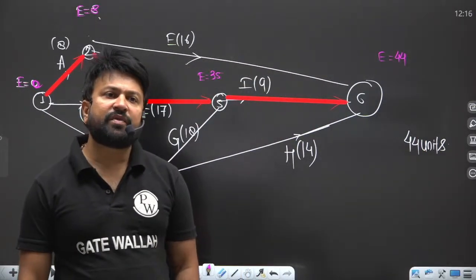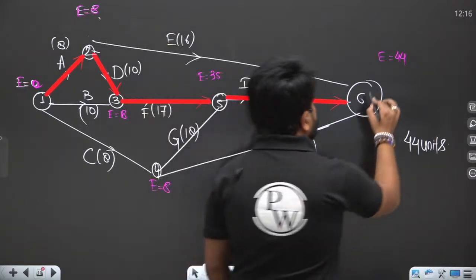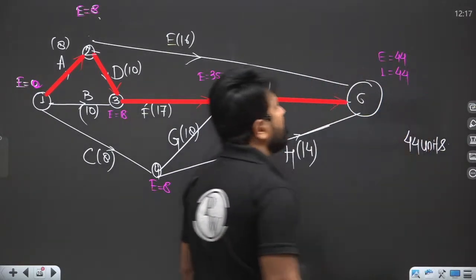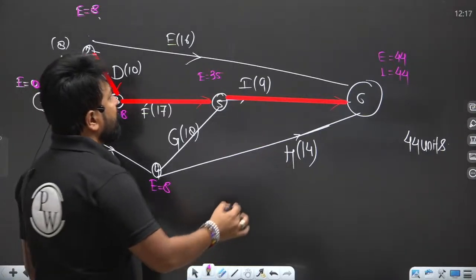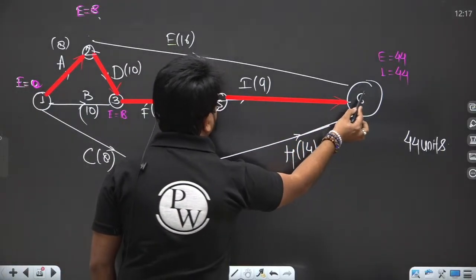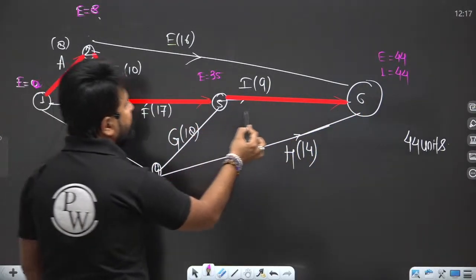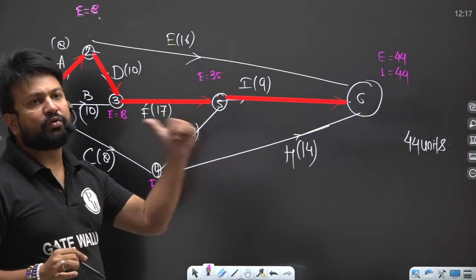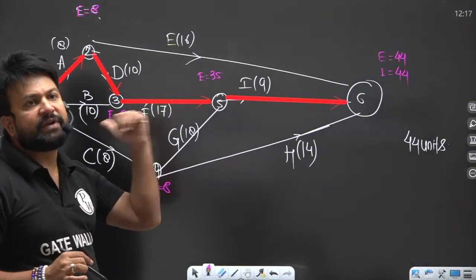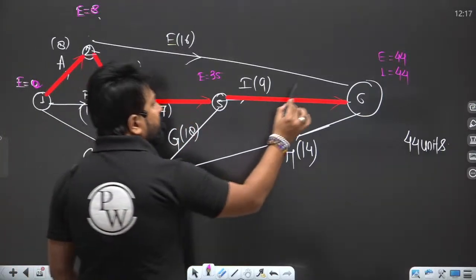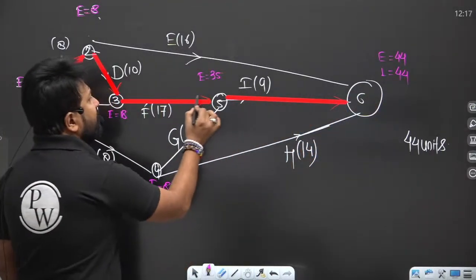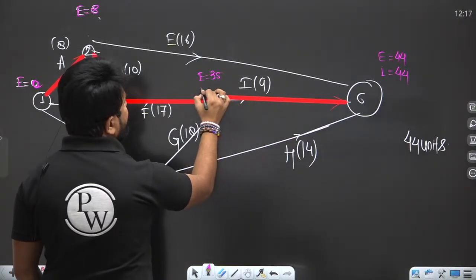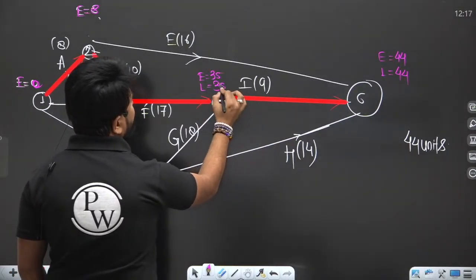Now the latest finish time, we assume 44. Now you have to calculate the latest time, so you have to go back along the previous path. When going in the backward direction, you have to take the minimum value. So it will be 44 minus 9, only one path is there, so L is 35.